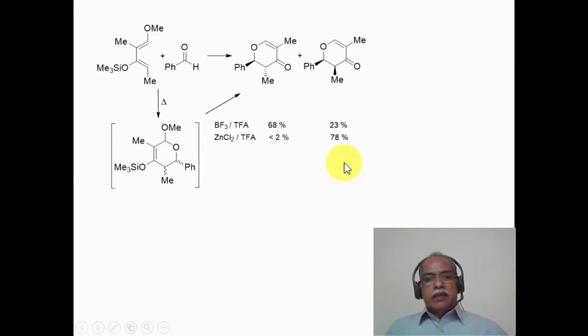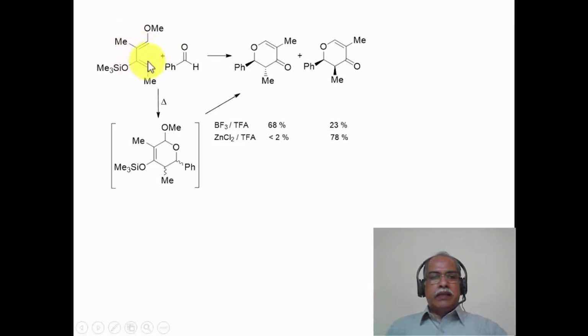Now, these are interesting examples of synthesis of gamma pyrone derivatives from the so-called diene, that is this particular diene. This diene is known as Danishefsky diene. Danishefsky diene does not have these two methyl groups, so it is actually a dimethyl derivative of the Danishefsky diene.